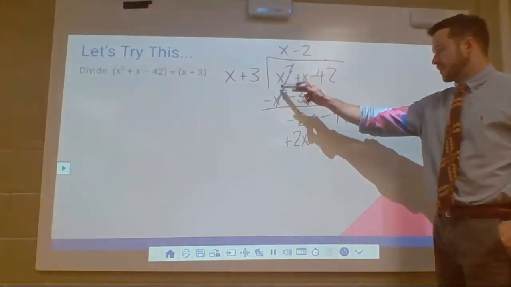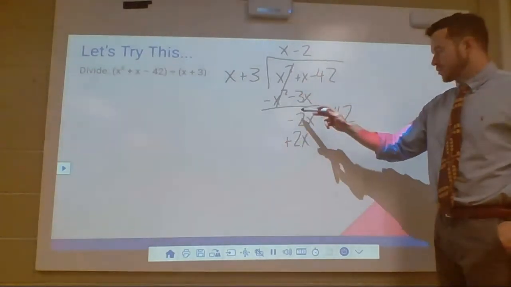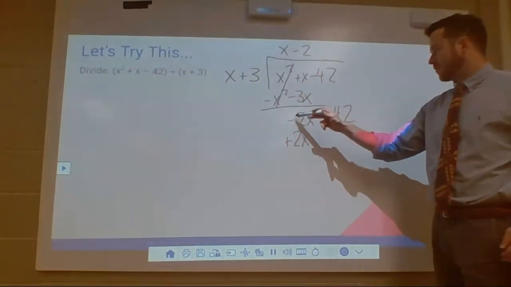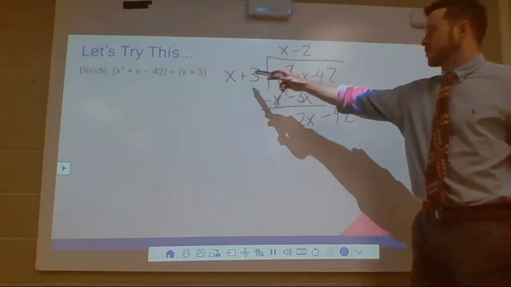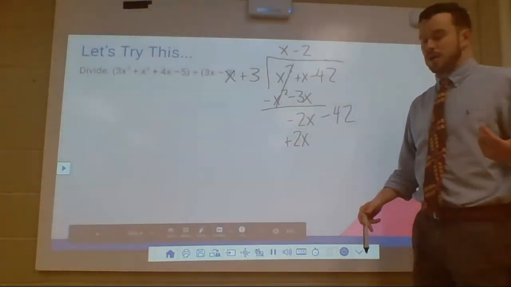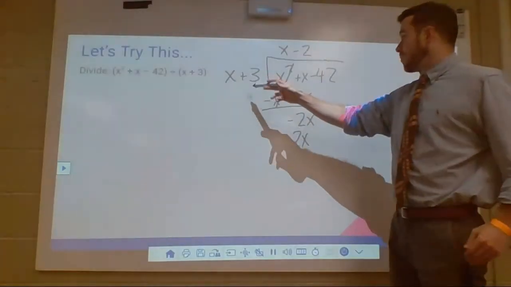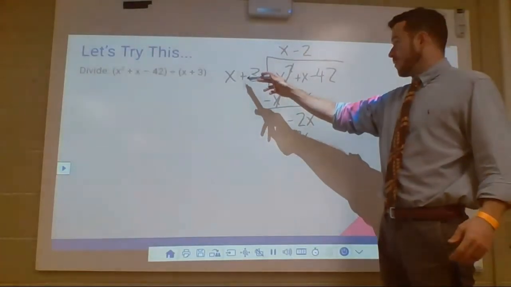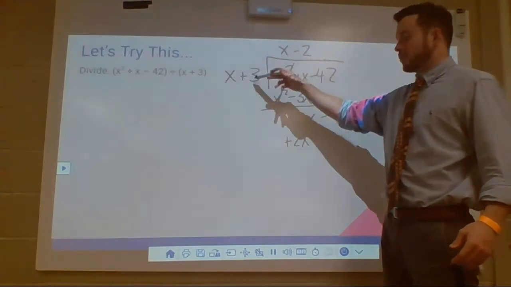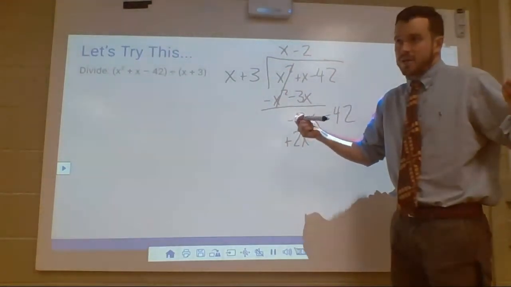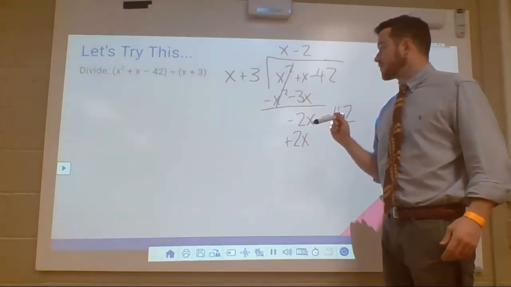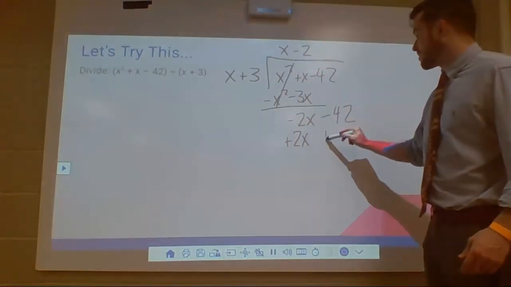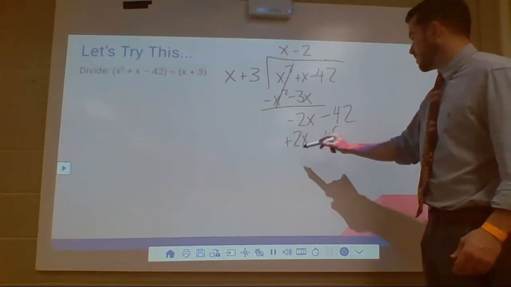See how we canceled out the x squareds earlier? Well, now we're trying to cancel out the negative 2x by adding 2x. And that happens when we multiply x times negative 2, and then we change the sign. So now I'm going to do the same thing with 3. I'm going to say 3 times negative 2. Well, 3 times negative 2 is negative 6. But again, I'm going to change the sign. It's going to go from negative 6 to positive 6. So I'm going to add 6.